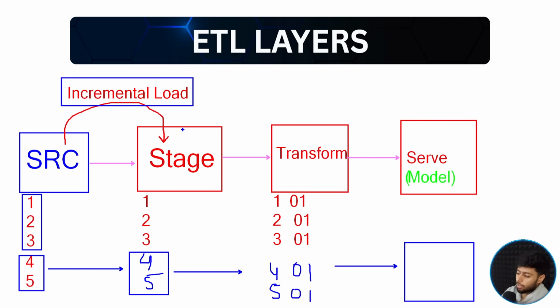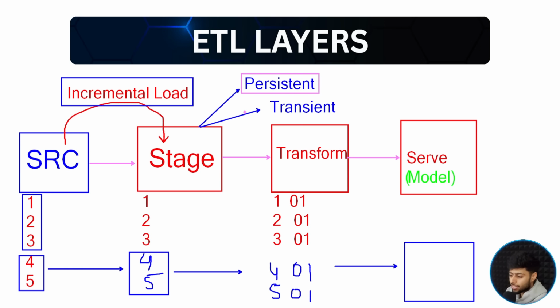Now let's quickly cover one more fun fact. Not fun fact, but just a kind of note. When we create this staging layer, we have the liberty to create 2 different kinds of layer. One is called persistent and one is called transient. Now what's the difference between these two? When you want to create persistent layer, then you persist your data in the staging layer. Let's say 1, 2, 3. So this data will also be there. Then new data will keep on coming and it will keep on appending the data. Make sense? It's your choice.